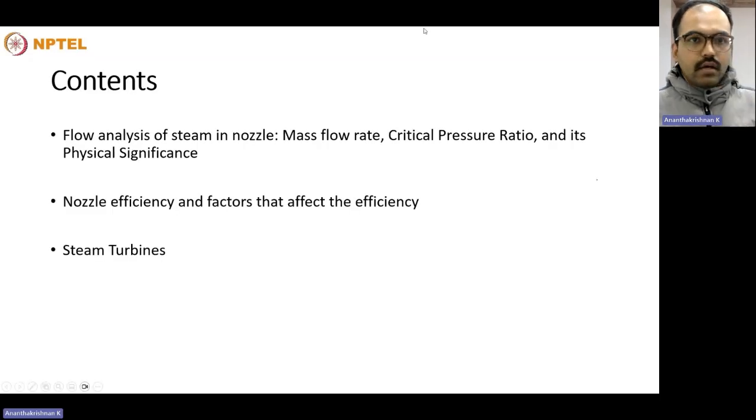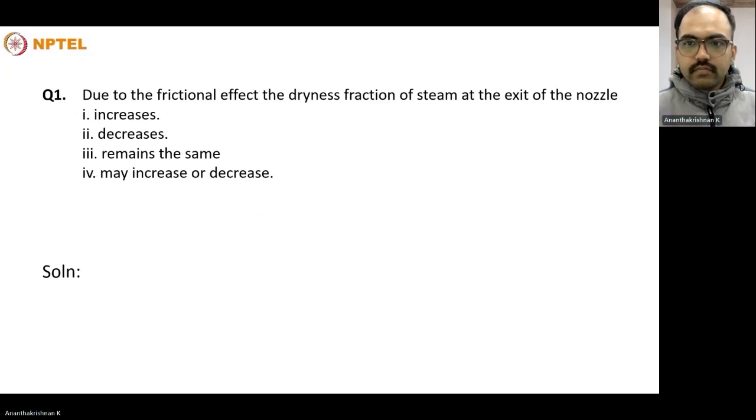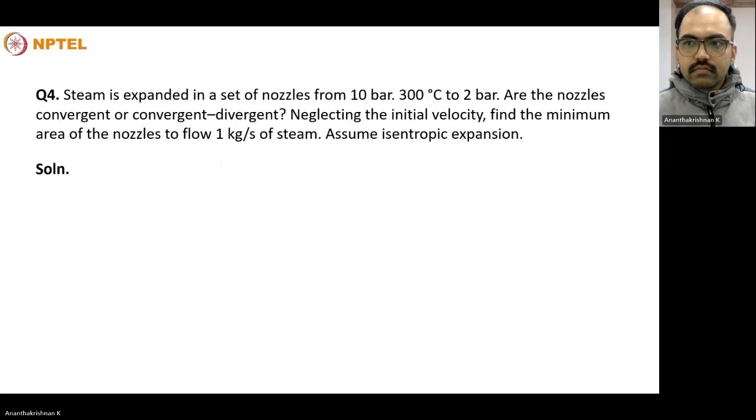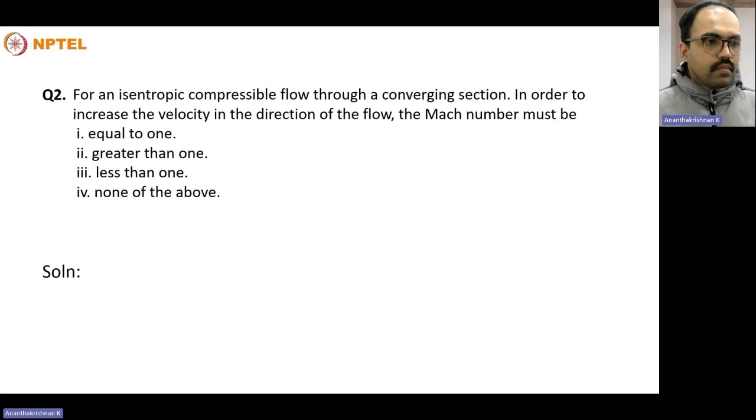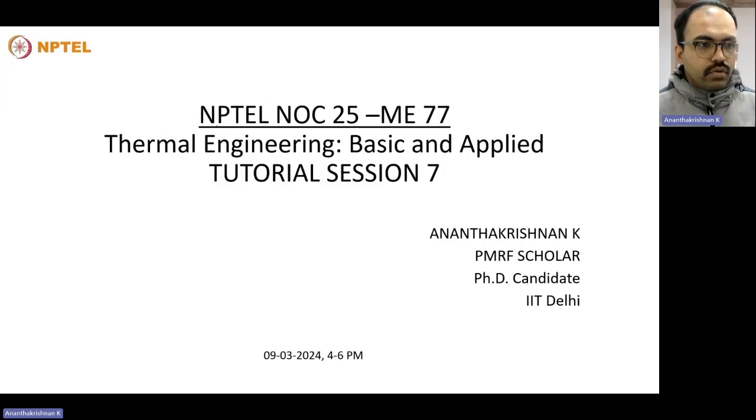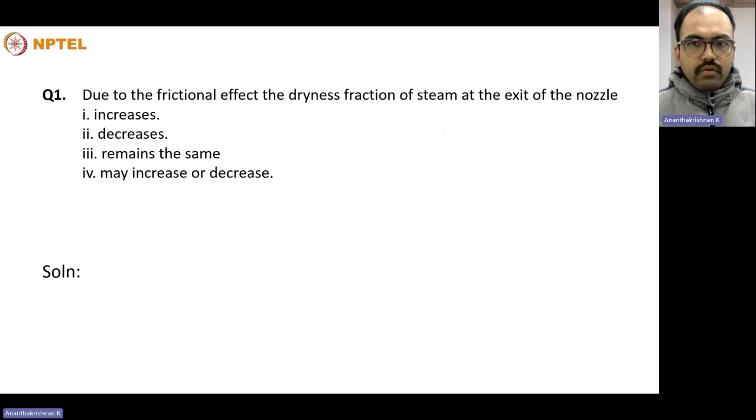So in this week, we'll see a few numericals and multiple choice questions based on steam analysis, flow of steam in nozzle, mass flow rate, critical pressure ratio and its physical significance, nozzle efficiency, and the factors that affect the efficiency. And we won't touch upon steam turbines in this session. We'll look at the steam turbine in the next session. We'll see a numerical based on the steam turbine, not the theory. Okay, look into the first problem.